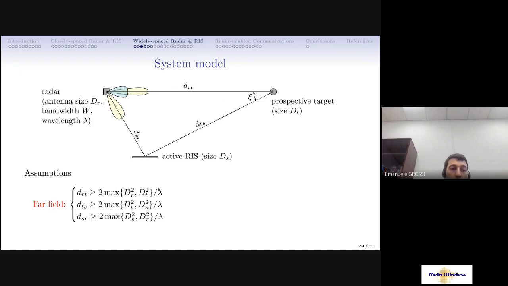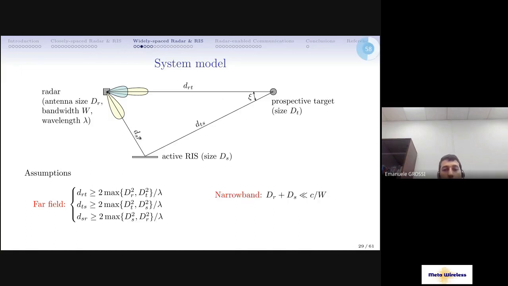And so the first line just tells us that the radar is in the far field of the target and that the target is in the far field of the radar. Similarly, the second line tells us that the target is in the far field of the RIS and the RIS is in the far field of the target. And finally, the last line tells us that the radar and the RIS are in each other's far field.